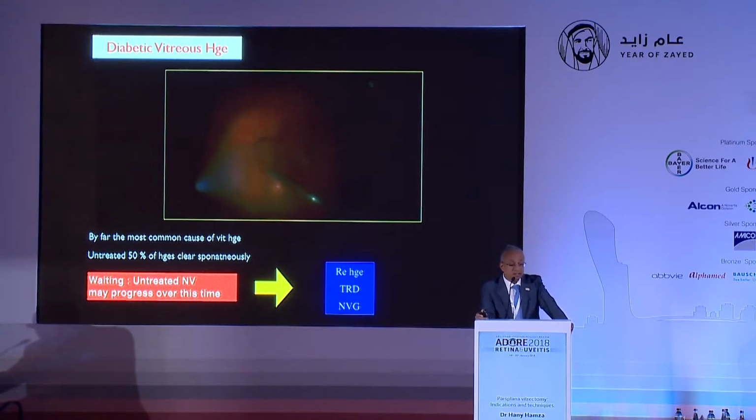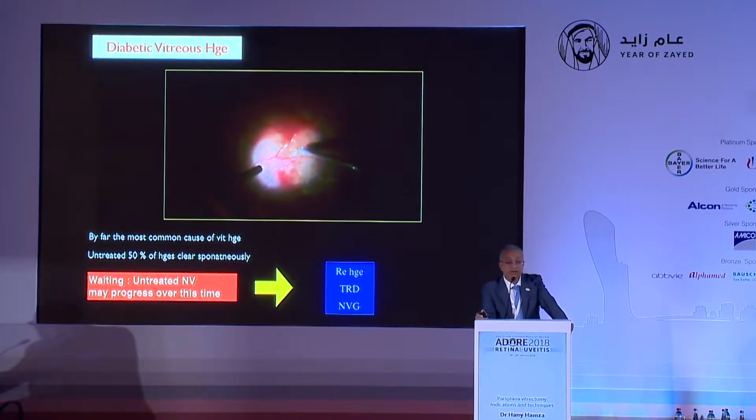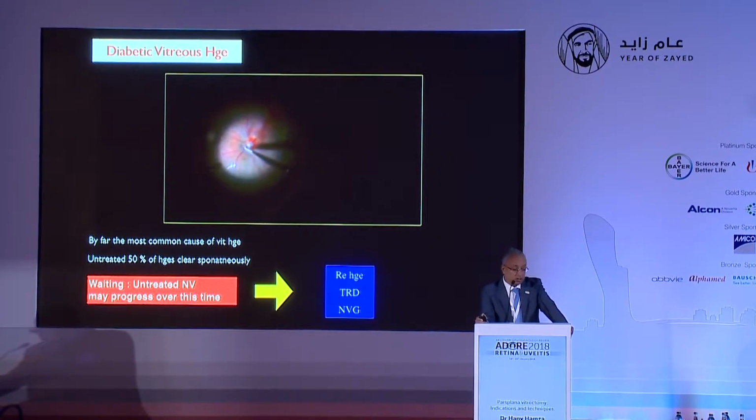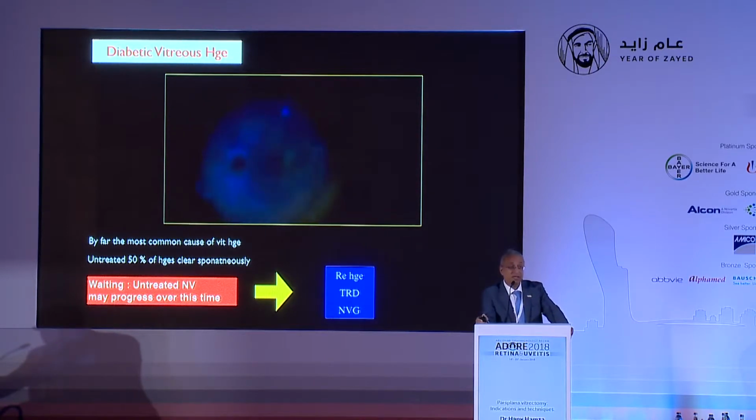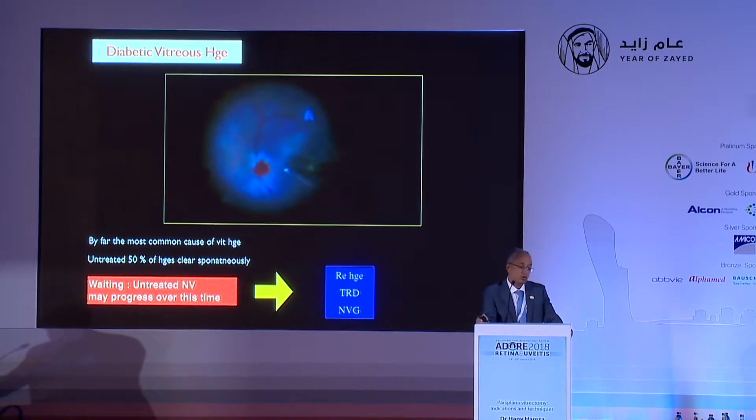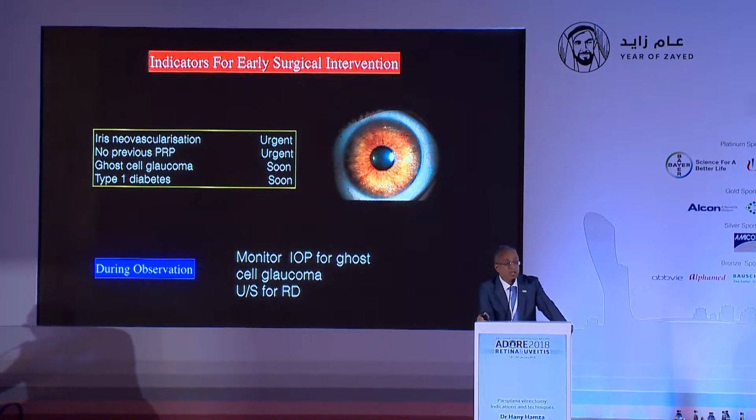The first indication is diabetic vitreous hemorrhage, which is by far the most common cause of vitreous hemorrhage. Untreated vitreous hemorrhage may resolve spontaneously in many cases, but in others, it may be complicated by rebleeding, traction detachment, or ghost cell glaucoma. What are the indicators for early surgical intervention in the presence of vitreous hemorrhage? Rubeosis iridis, no previous PRP, ghost cell glaucoma, and juvenile diabetics, type 1 diabetics.